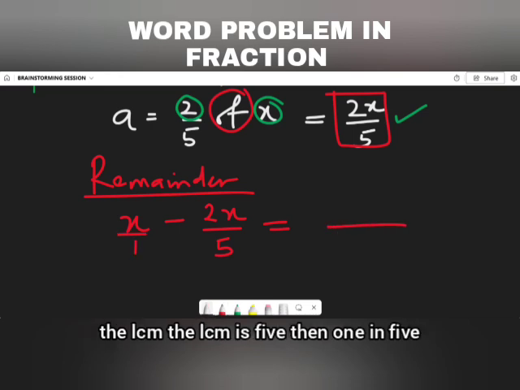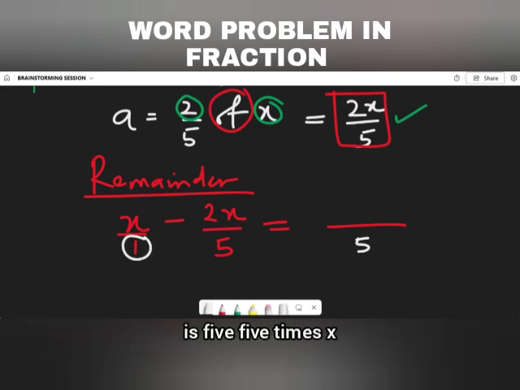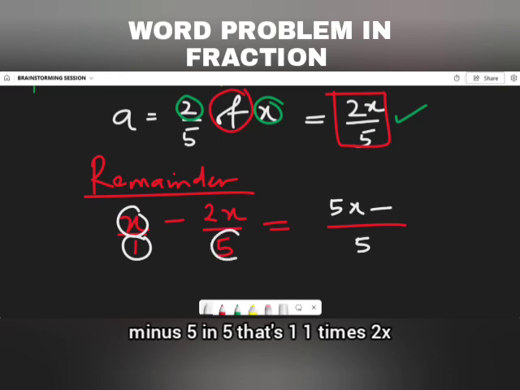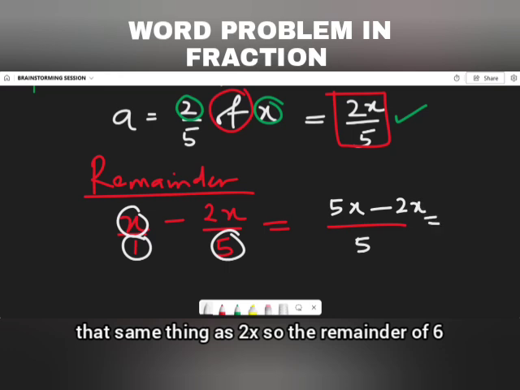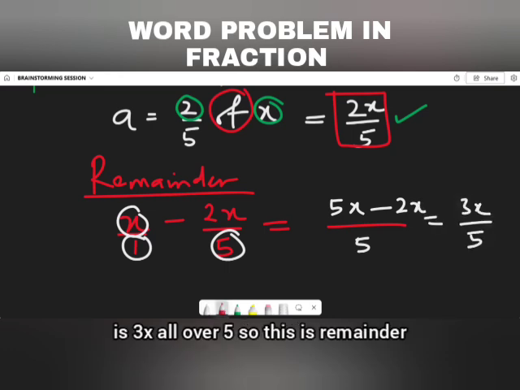The amount that will be left, we can have here as 1. Find the LCM. LCM here is 5. Then 1 in 5 is 5. 5 times x, that gives you 5x. Minus 5 in 5, that's 1, 1 times 2x, that's same thing as 2x. So the remainder of sweet is 3x all over 5. So this is the remainder.